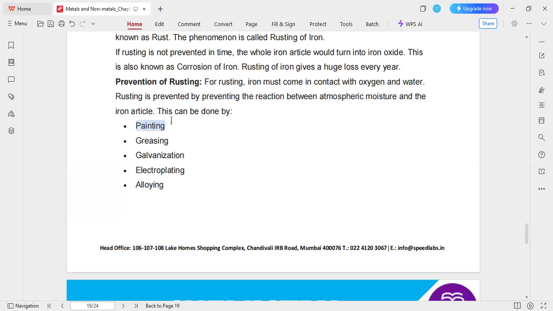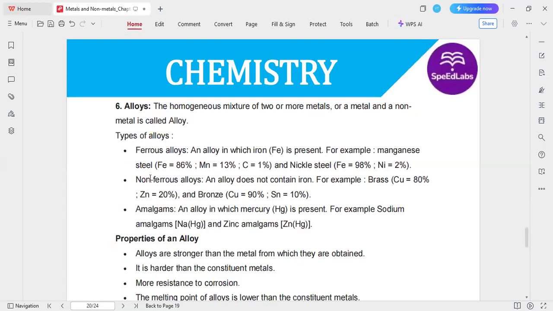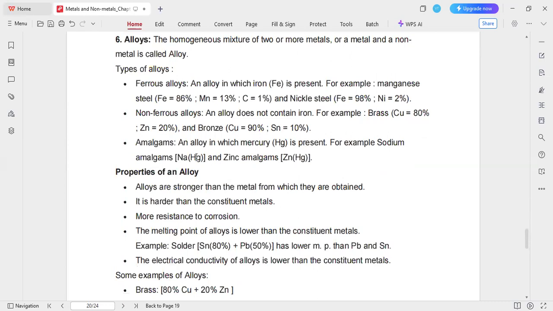To prevent rusting, we have some methods, children, like painting, greasing, galvanization, electroplating, and alloying. So what is an alloy? Alloys are homogeneous mixtures of two or more metals, or a metal with a non-metal. For example, amalgams are alloys in which mercury is present, such as sodium amalgam, Na and mercury. Ferrous alloys are alloys in which iron is present, for example manganese steel: iron 86%, manganese 13%, carbon 1%.